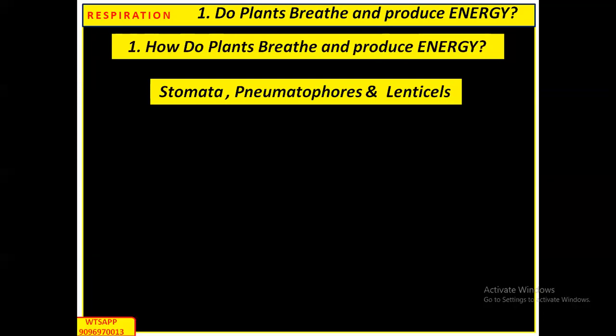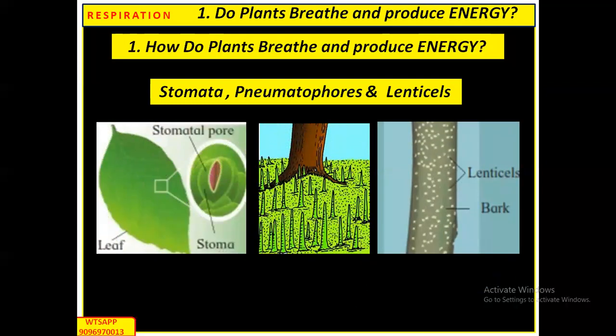Although they do not have any specialized breathing organ, plants carry out their breathing, the exchange of gases, through stomata, lenticels, and cells. Stomata are present on the leaf surface. The pneumatophores have small pore structures on their roots. Lenticels are the small openings present on the stem. Through these small pores, plants perform breathing, and this breathing is required for different functions.